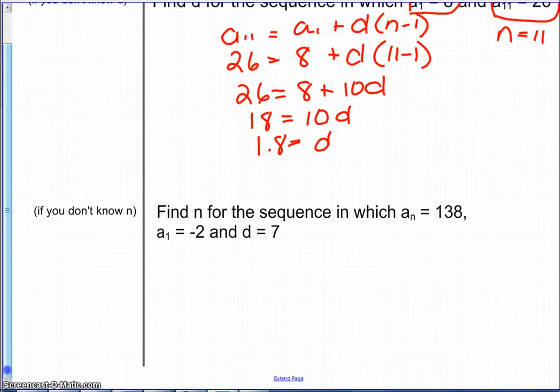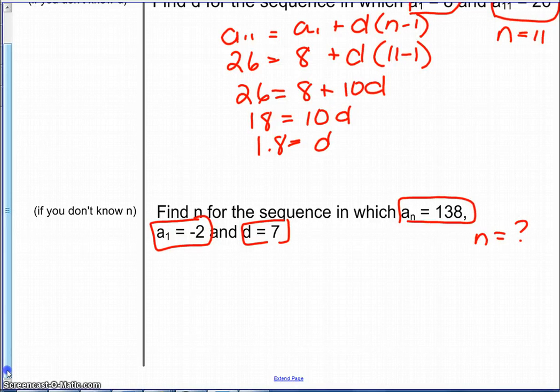So now what we know is we have our a, our first term, our last term, a sub n, and we have our d. It's just telling us a sub n. We don't know what n is. That's what we're trying to figure out here. So our formula: our last term, 138, would equal our first term, -2, plus d, which is 7, times n minus 1.